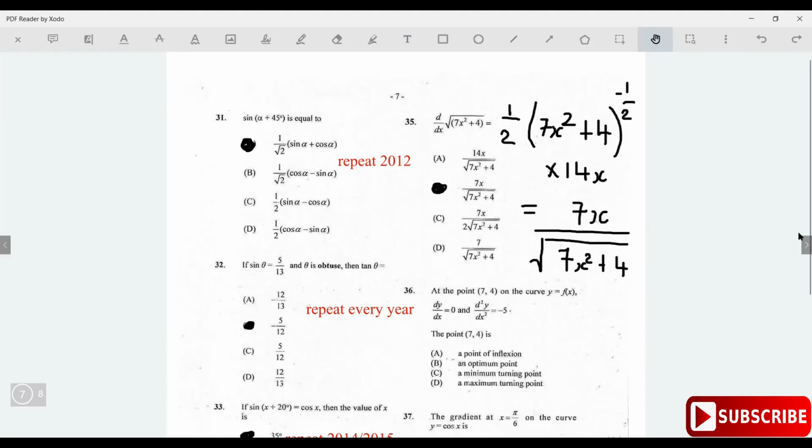Easy. Question 36. Question 36 says, at a point 0.74 on the curve, dy by dx is 0. This is a big repeat question. Maximum turning point. This is a repeat from 2016. So much repeat.